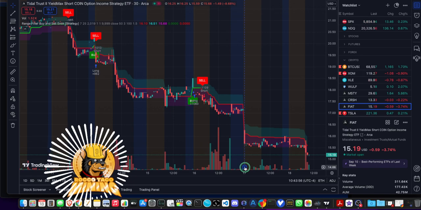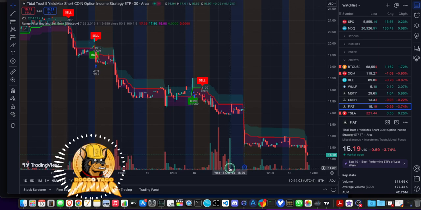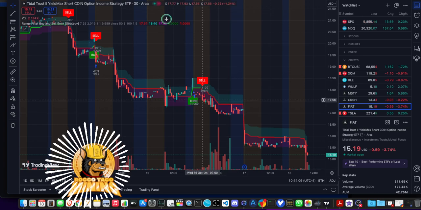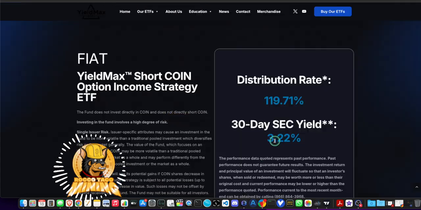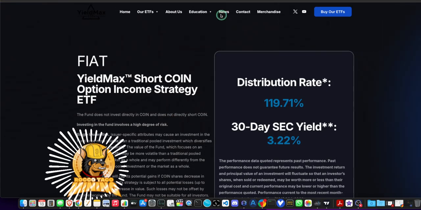Has anyone ever done this? Is it stupid? The secret or the trick is going to be, does the news come out before the stock market closes? Let's go back over here real quick. And there's one way to check this. I'm on the Yieldmax site right here. Go to news.